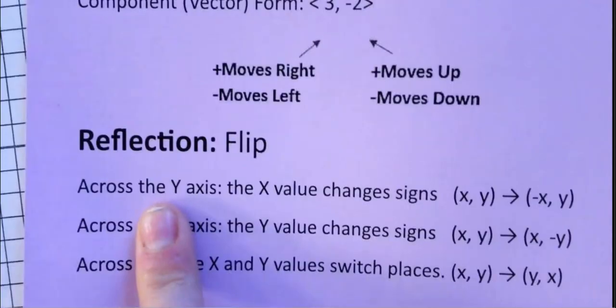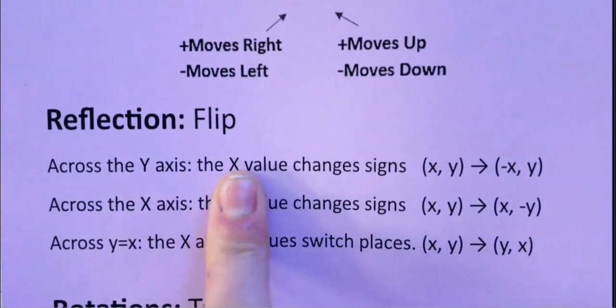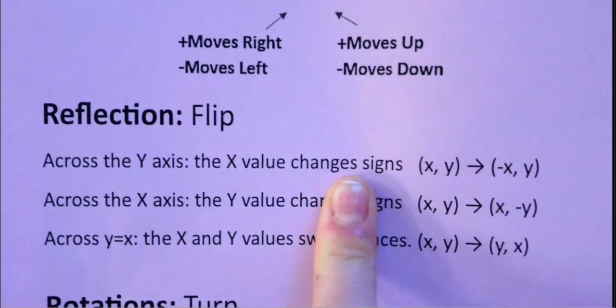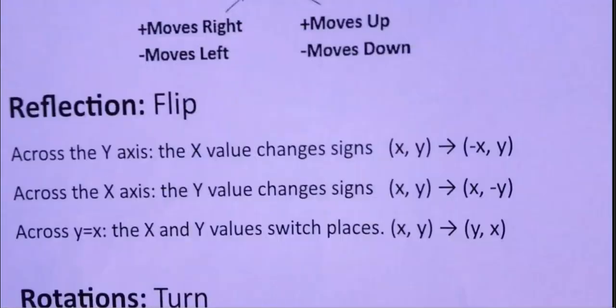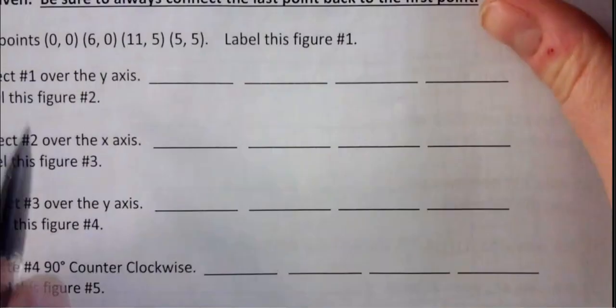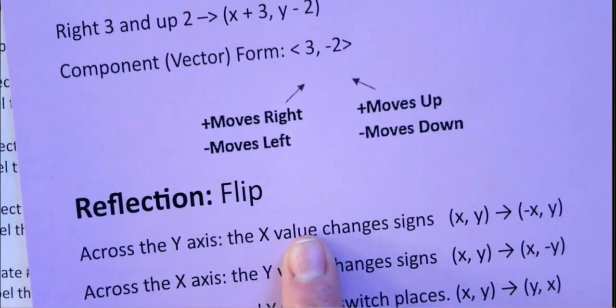Okay, what does that look like? Well, you can also look here: across the y-axis, the x value changes signs. This is on your purple sheet that I printed out for you. You guys see how this little cheat sheet is something to help you. You can use your notes, or you can use this, whatever you feel more comfortable with. But basically we're going to go through and change the sign of the x value. Since it says y-axis, we are going to change the sign of the x value.